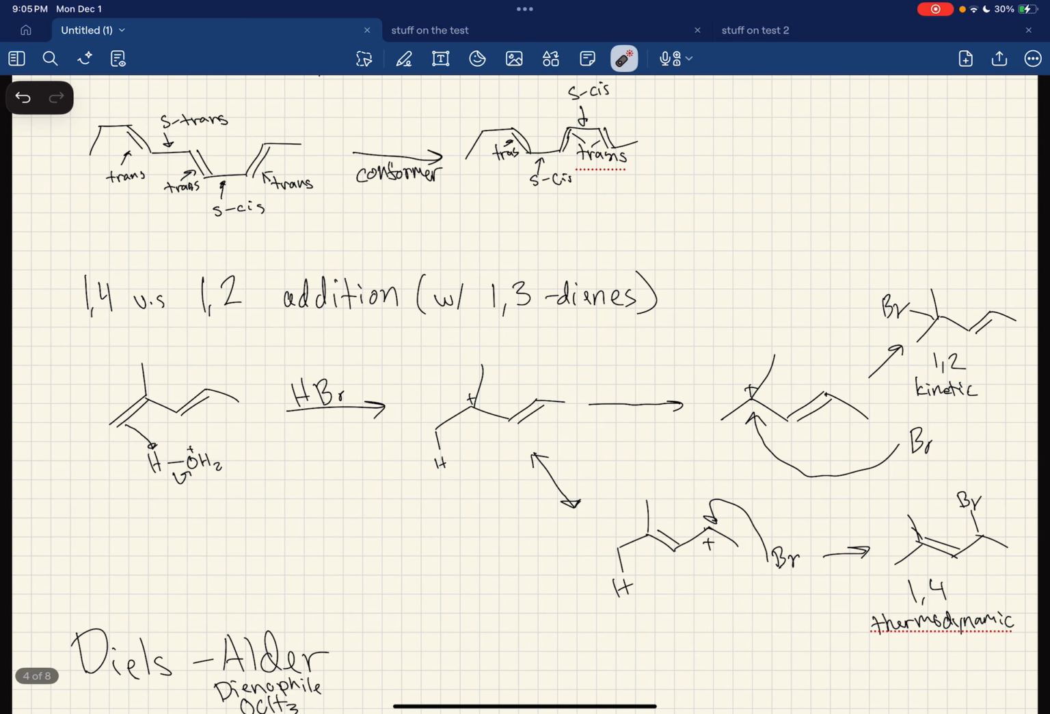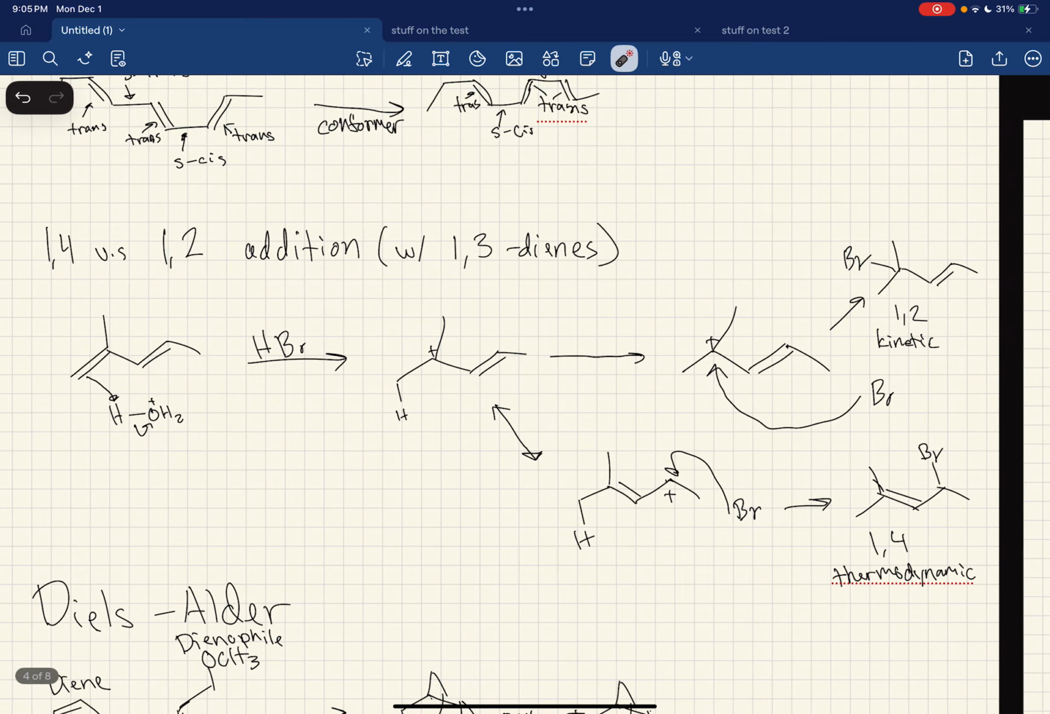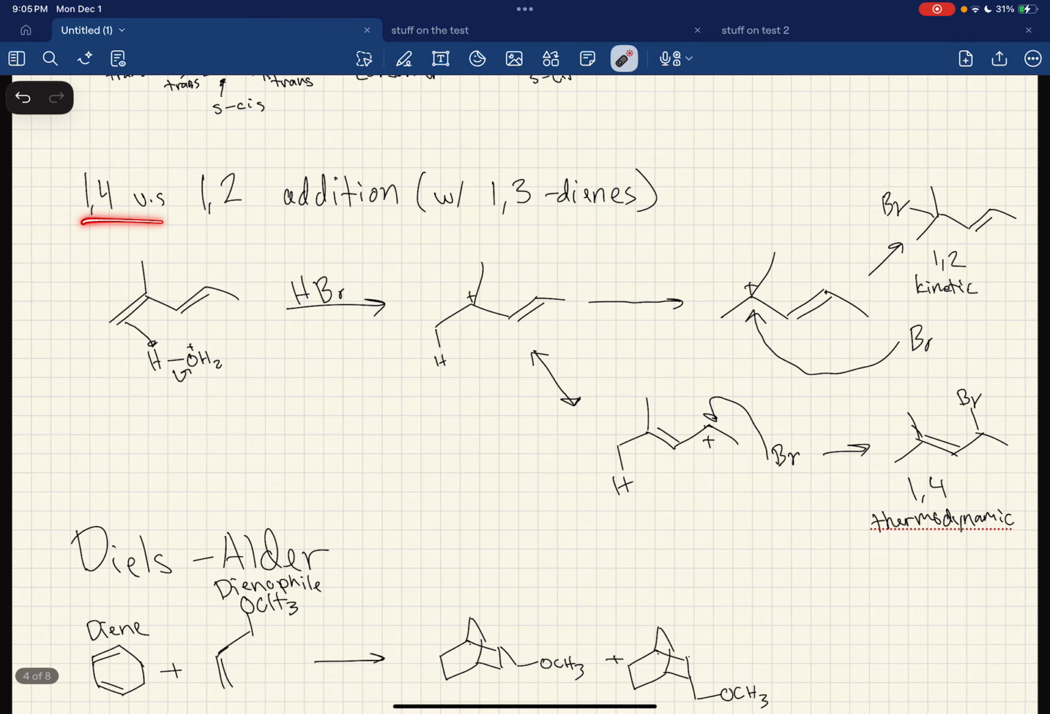All right, recognize the unique 1,4 electrophilic addition of the 1,3 dienes and be able to explain it by drawing the intermediate resonance structures. Identify the kinetic and thermodynamic products. So, 1,4 versus 1,2 addition with 1,3 dienes.